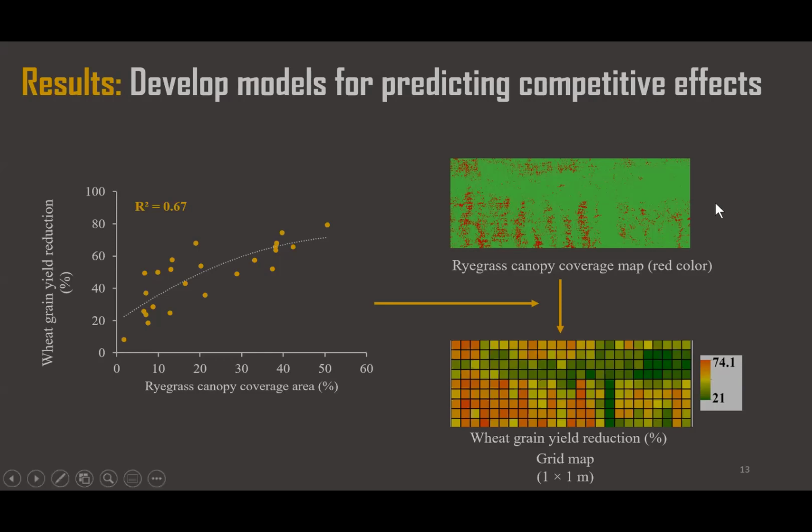On the right-hand side, we can see the ryegrass canopy coverage map that we derived from our objective one. And on the bottom, we can see a grid map that shows the competitive effect of ryegrass on the wheat at 1 by 1 meter grid level. What we did was implement this particular model into the ryegrass canopy coverage map, and then we achieved this grid map. This grid map provides the information about the effects. So for example, this particular area represents where the effect of ryegrass on wheat grain yield reduction is higher, whereas in the green area it is lower.